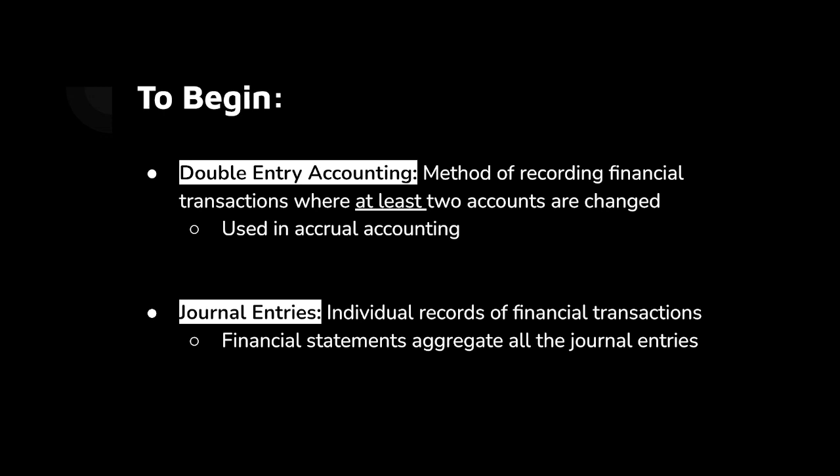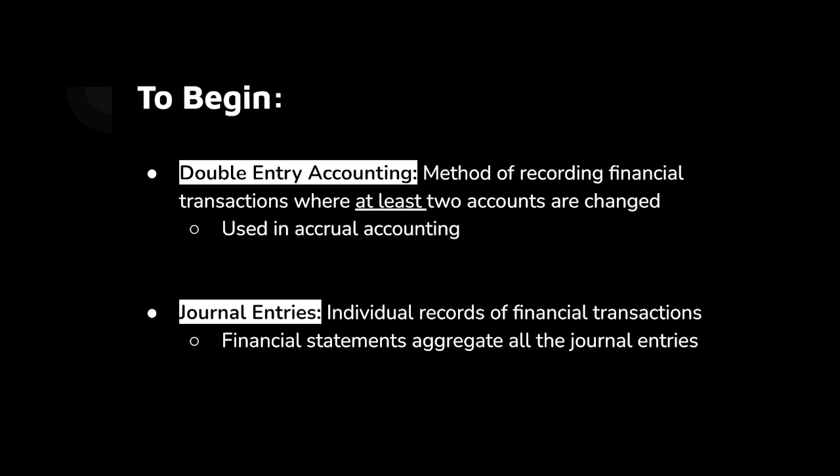There is emphasis on at least two because you can have more than two accounts in your journal entry. But there needs to be at a minimum two because you need a debit line that equals your credit line. This is used in accrual accounting, which is the form of accounting most businesses use.